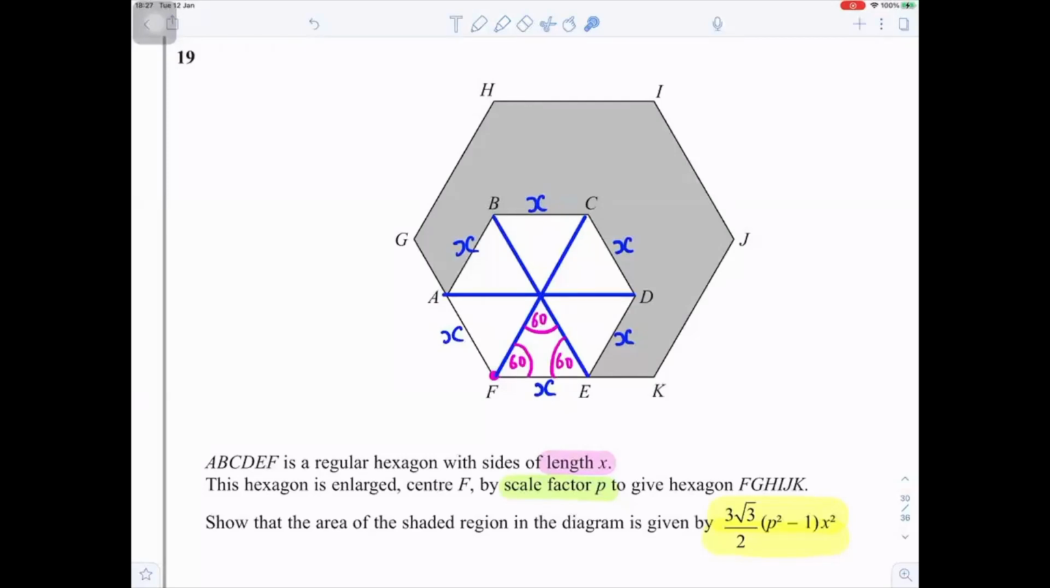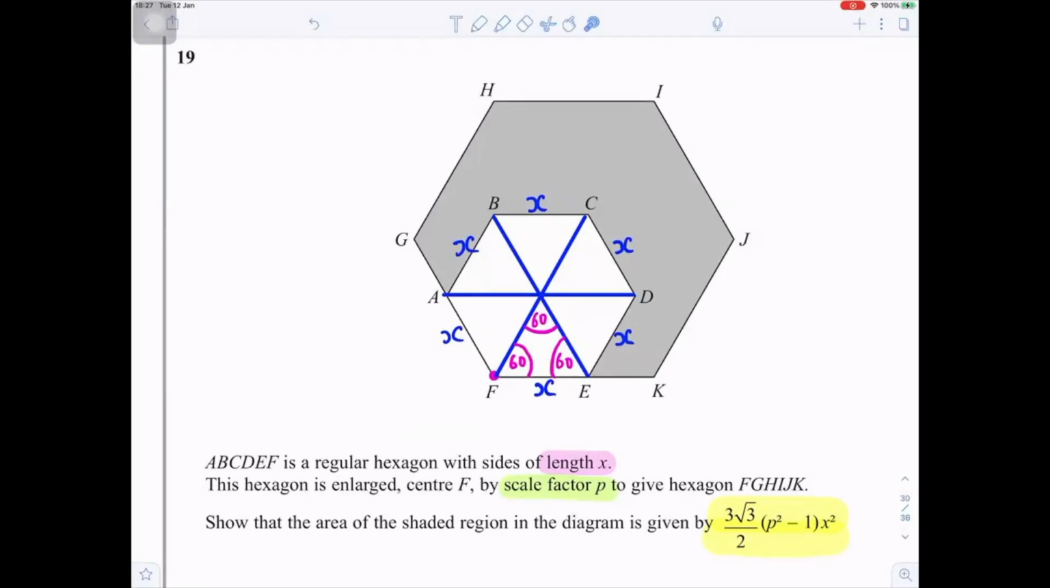Question number 19. ABCDEF is a regular hexagon with sides of length X. This hexagon is enlarged, center F, by scale factor P to give hexagon FGHIJK. Show that the area of the shaded region in the diagram is given by 3 root 3 over 2, bracket P squared minus 1, all times X squared.